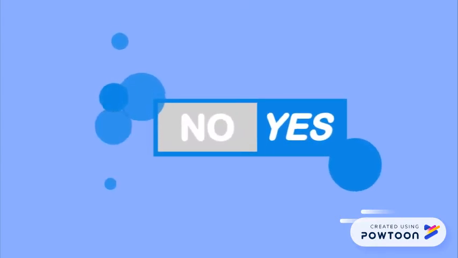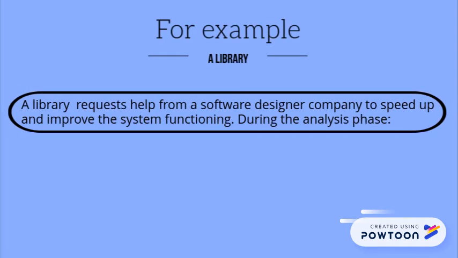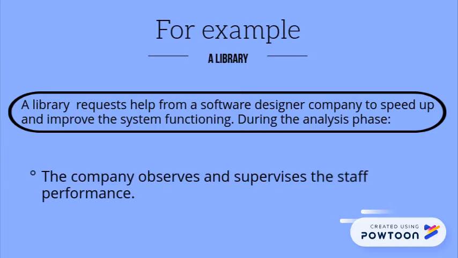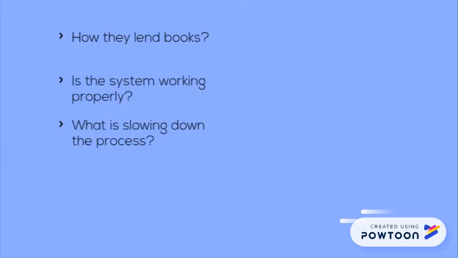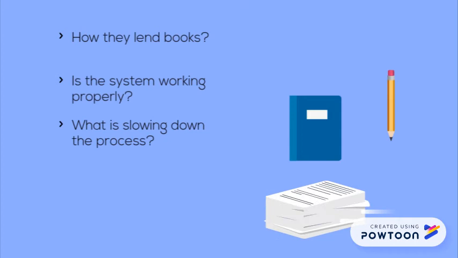Taking as an example, a library that asks a software designer company for a system renovation to improve the functioning. During the analysis phase, they must work together to find specific problems. The company could send someone to supervise for a certain amount of time the staff performance, how they do to lend books, for example, without participating. Just by taking notes and observing, they must identify some important qualities to maintain and to change.